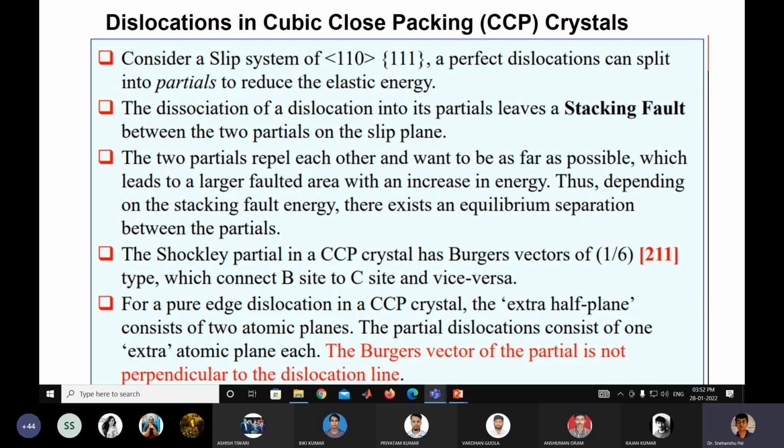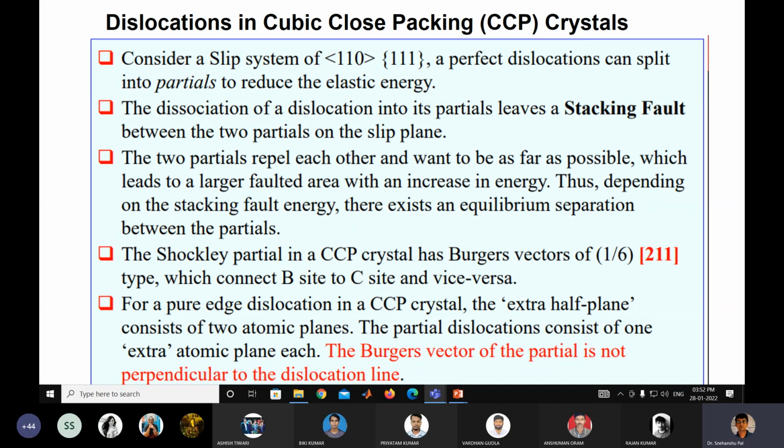Now, two partials repel each other and want to be as far apart as possible, which leads to a larger faulted area with an increase in energy, depending on the stacking fault energy. And there exists an equilibrium separation between the partials. I told you that the force acting on the dislocation is equal to the frictional force the crystal lattice provides to the dislocation. So a resistive force is there, and that also needs a balancing act.